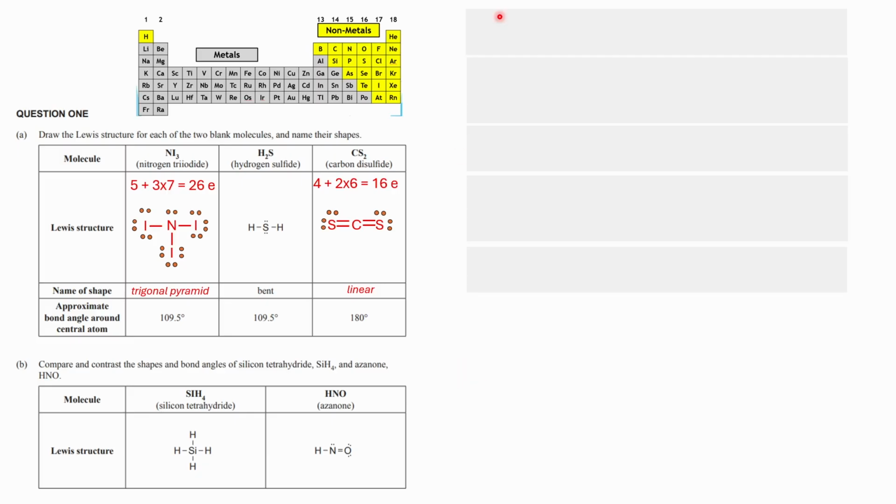Okay, so if I was going to mark this, 2014, what they said is they just give you an achieved grade here if you either got 2 Lewis structures right or you got 2 of the shapes correct.